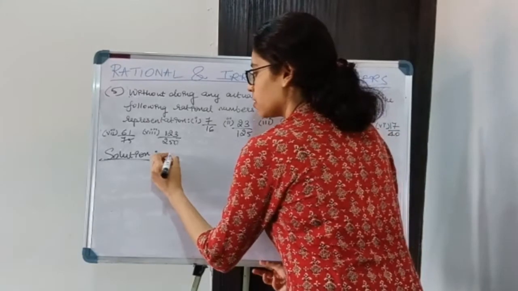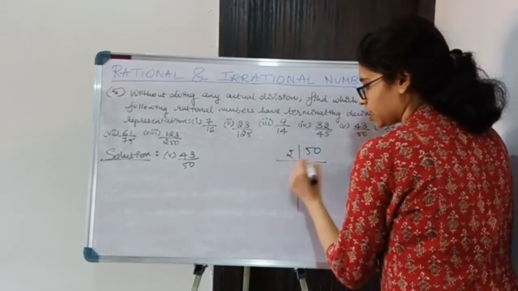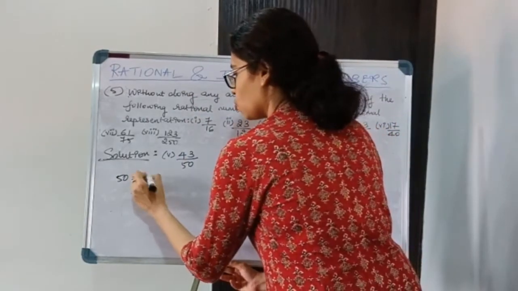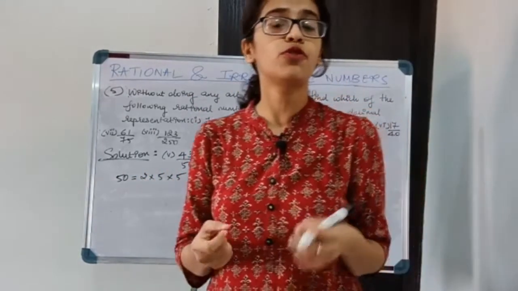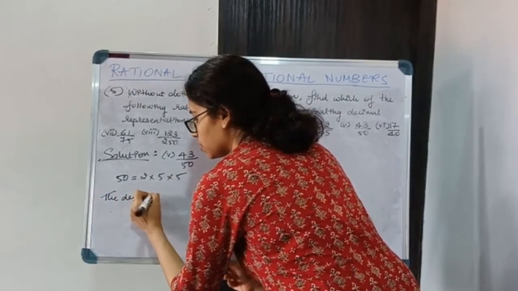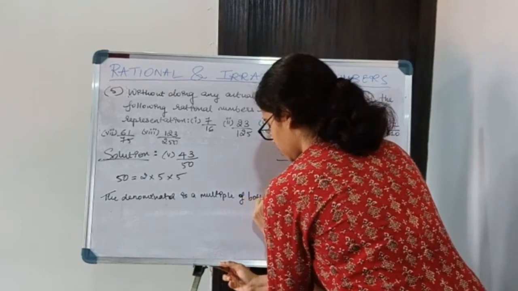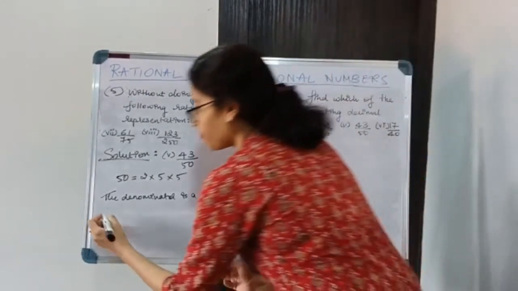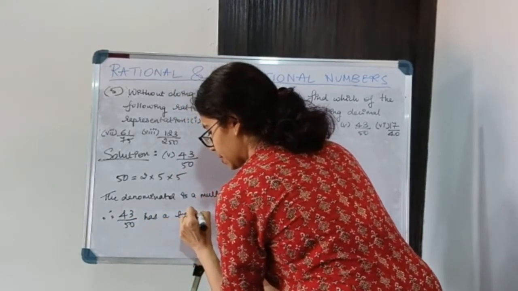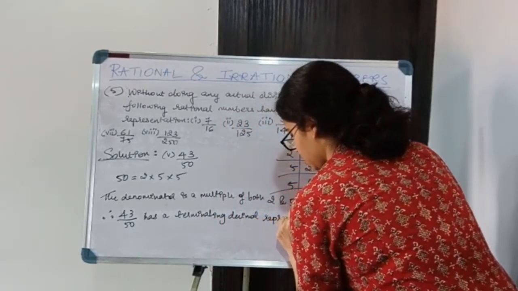Considering the fifth fraction, that is 43 by 50, I'll factorize 50. 2 25s are 50, 5 5s are 25, 5 1s are 5. So 50 is 2 into 5 into 5. It is a multiple of 2 and 5 both. Therefore, it is a terminating decimal. So I'll write down the denominator is a multiple of both 2 and 5. Therefore 43 by 50 has a terminating decimal representation.